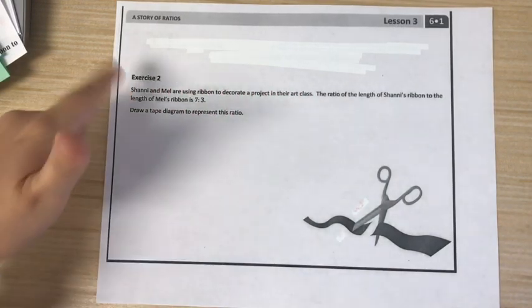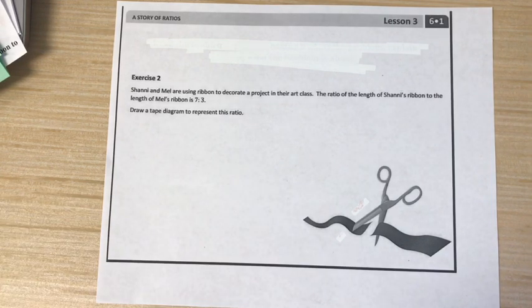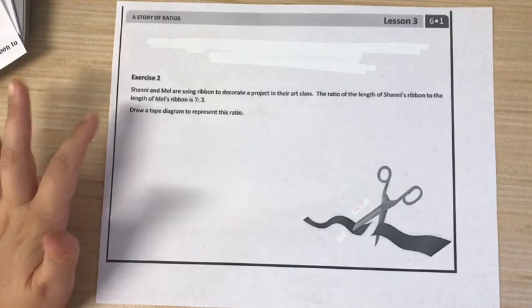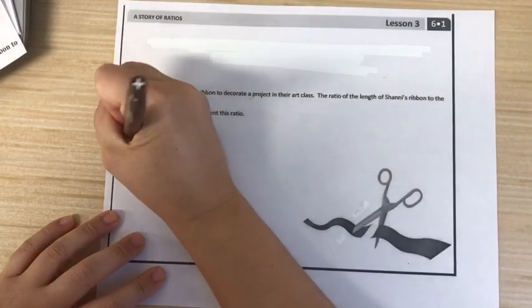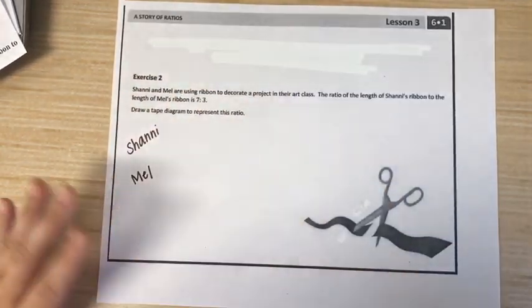Okay, so now we're on exercise 2 of the classwork. Shani and Mel are using ribbon to decorate a project in their art class. The ratio of the length of Shani's ribbon to the length of Mel's ribbon is 7:3. Draw a tape diagram to represent this ratio. So the first thing we want to do is label that we are talking about Shani and Mel. So I'm going to label their names, Shani and Mel.